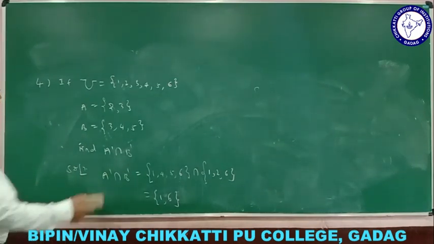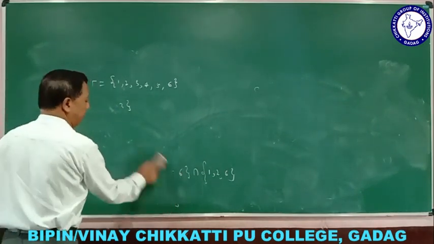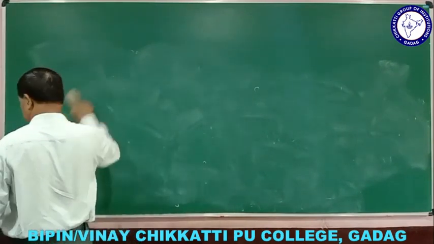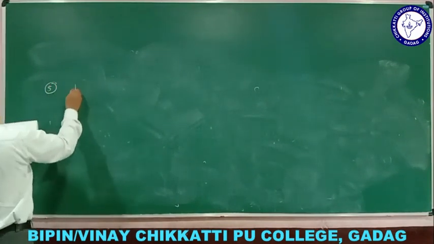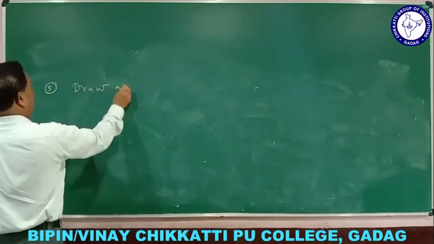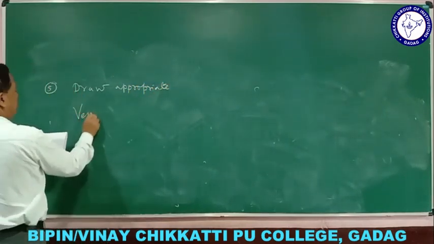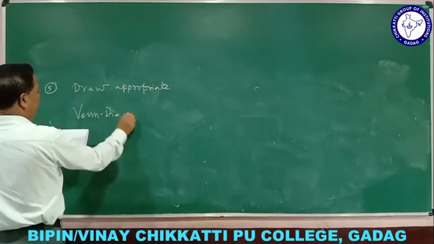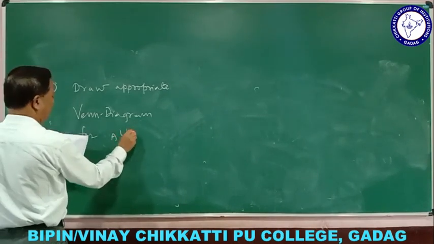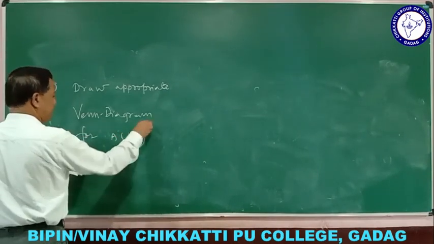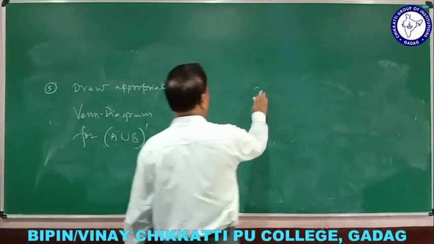Now you see problem number 5. For 2 marks, we are simplifying and reducing the number of steps. So for number 5, see how it is. Draw an appropriate Venn diagram for A union B dash, complement. How do we draw this? We only have to draw the Venn diagram, nothing else.